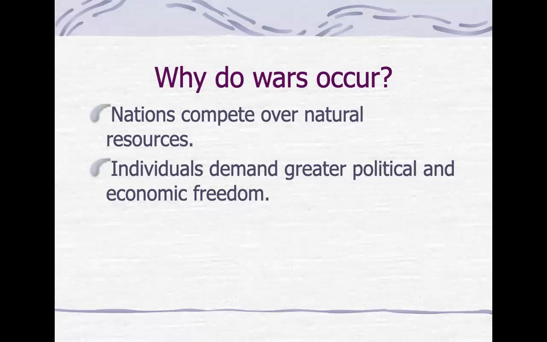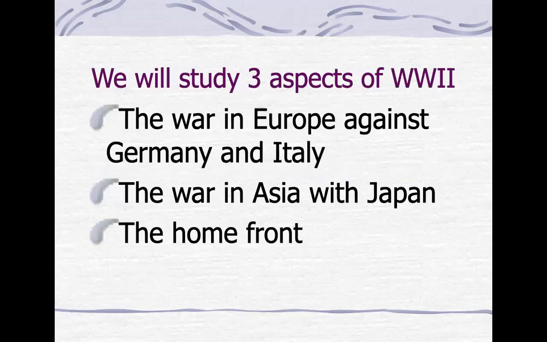All right, so to further understand World War II, we've got to look at these important topic questions. The question around this lesson is why do wars occur? Nations compete over natural resources, and individuals demand greater political and economic freedom. We will study three aspects of World War II: the war in Europe against Germany and Italy, the war in Asia with Japan, and the home front in America.